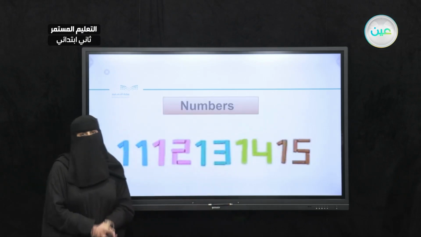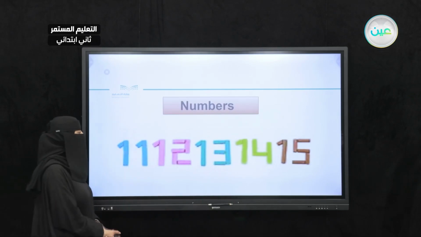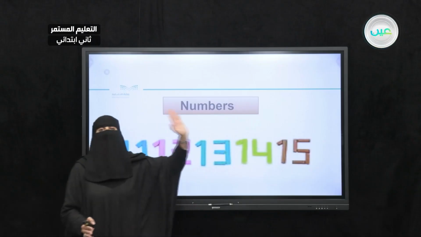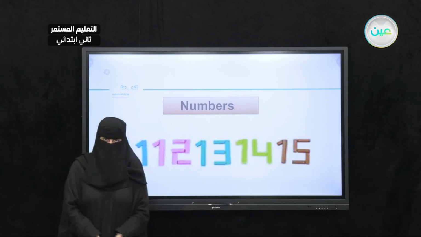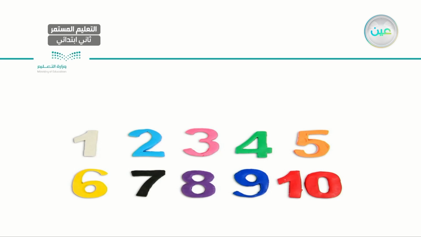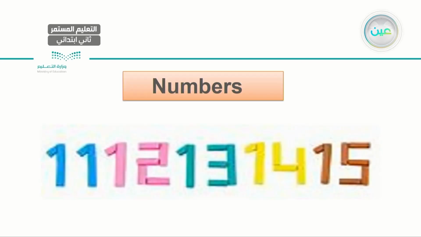Also, we added 5 more numbers. Okay, let's read them together. 11, 12, 13, 14, 15. Let's read them one more time. 11, 12, 13, 14, 15. So now, let's read the numbers starting from number 1 to number 15 together. 1, 2, 3, 4, 5, 6, 7, 8, 9, 10, 11, 12, 13, 14, 15. Very good, my dear student.